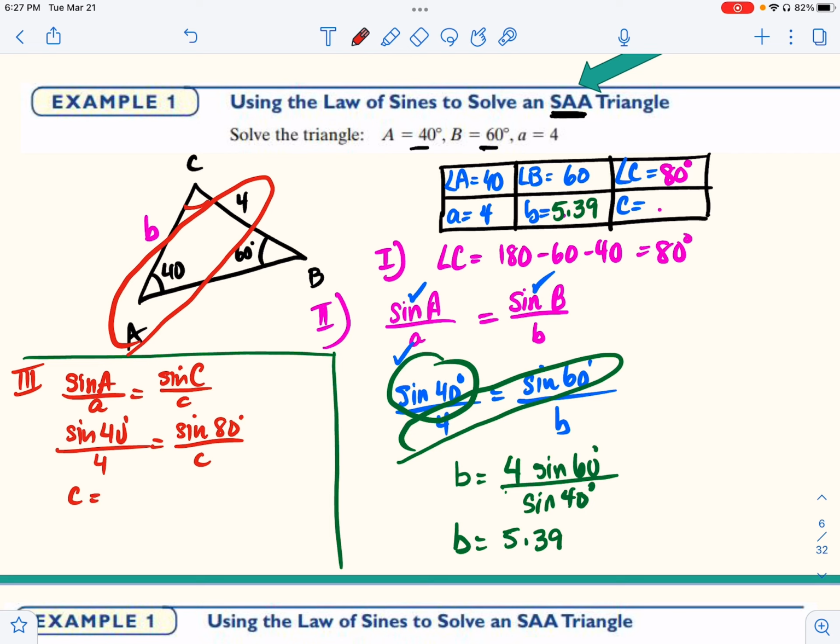So C turns out to be equal to 4 times sine of 80 divided by sine of 40 degrees. And feel free to plug it all in together at this point in time. One more time, since I'm trying to find C, I'm going to cross multiply here and divide by sine of 40.